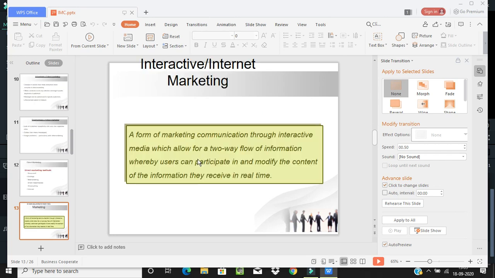Now, interactive marketing or internet marketing is a form of marketing communication through interactive media which allow for a two-way flow of information whereby users can participate in and modify the content of the information they receive in real time.